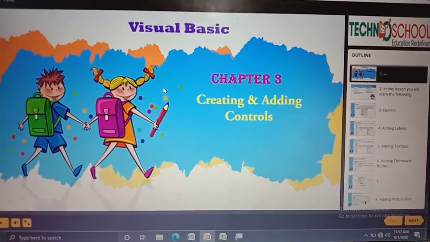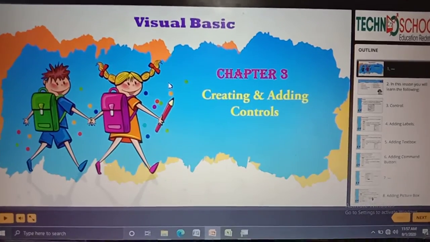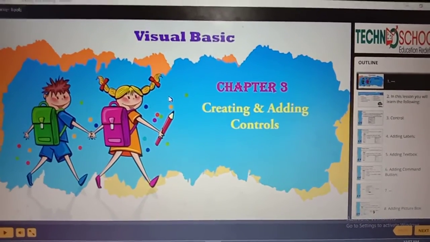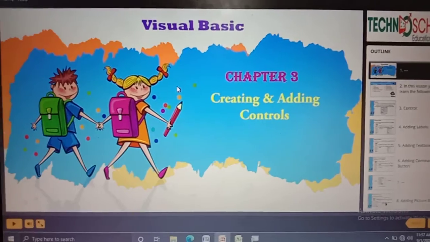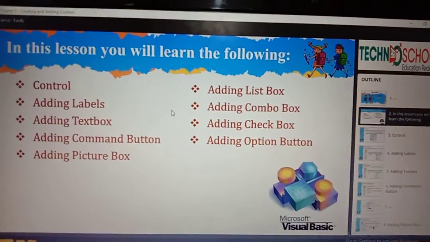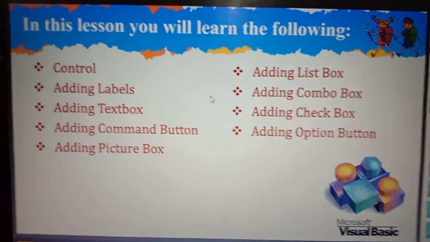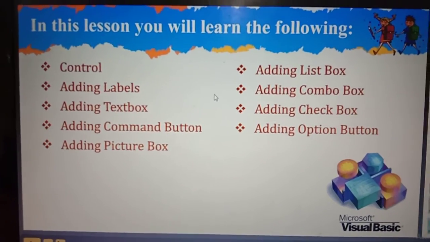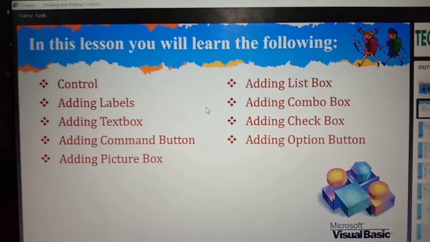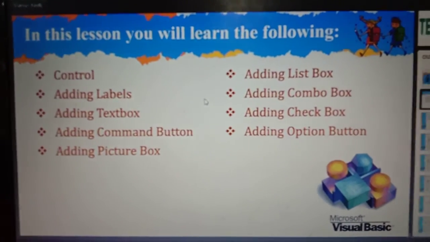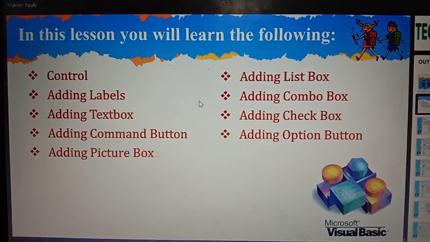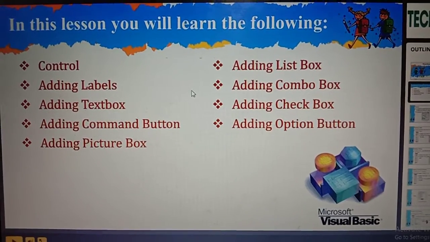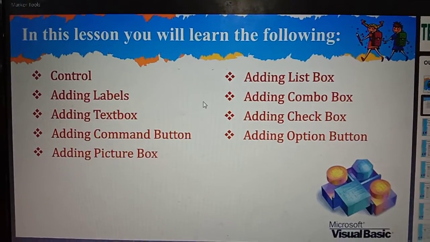Today we are going to learn a different concept in Visual Basic: how we can create and add a control to our form. In this chapter we are going to learn about what a control is, how to add labels, text boxes, a command button, a picture box, a list box, a combo box, check box and option button.